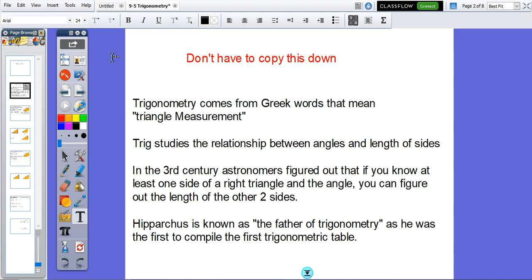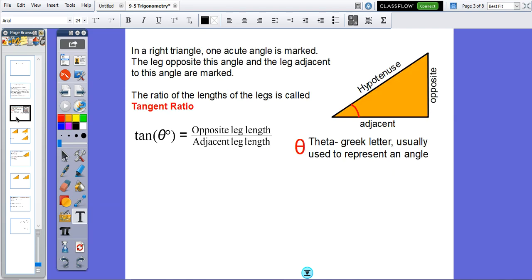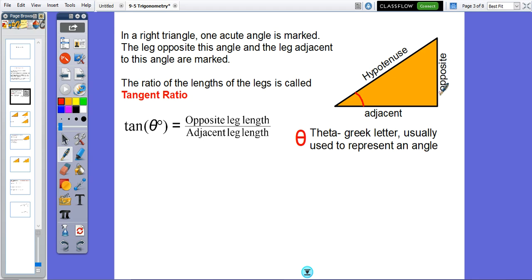But let's look at our first ratio. So we're going to look at the tangent ratio. Before we look at that, let's take this triangle here. Everything is based off a right triangle. So you have a right angle, and your hypotenuse is always your hypotenuse. As you see, we have this symbol right here. It's called theta. It's a Greek letter. We usually use it to represent an angle.